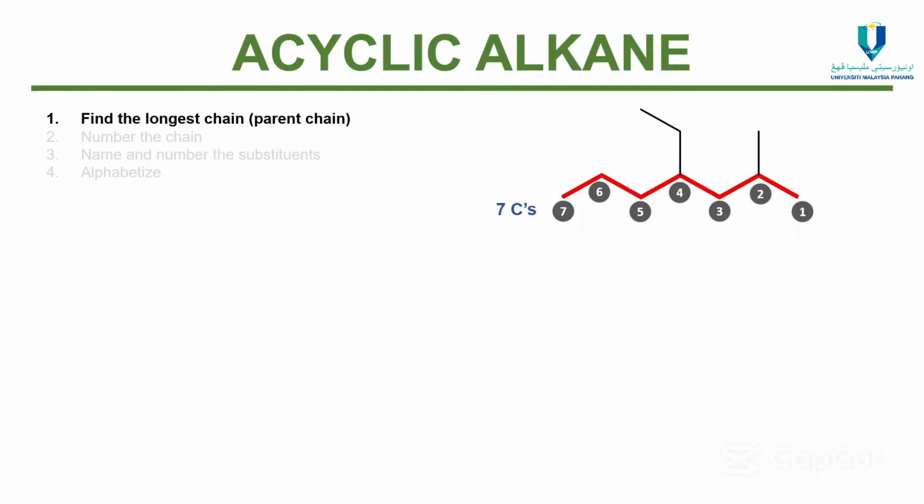But we have another option, which is green one. So how many carbon here? 1, 2, 3, 4, 5, 6, 7. Also 7. So which one is our longest chain? So it doesn't matter because it is the same, which is also heptane. So we have fulfilled our first rule.